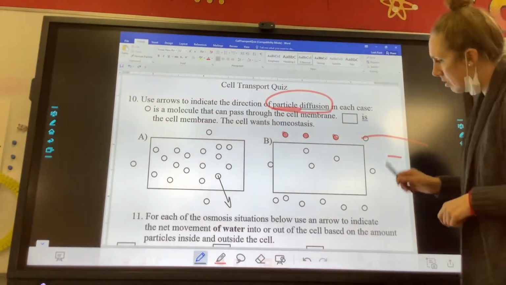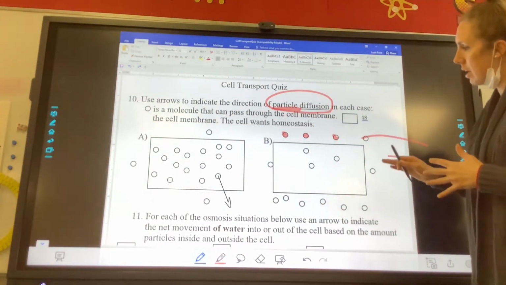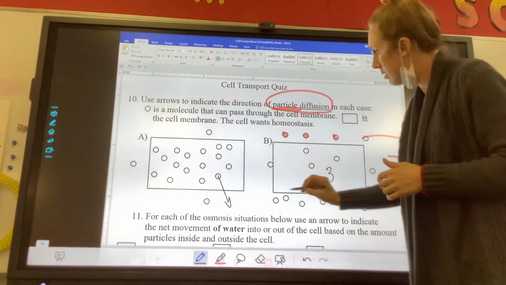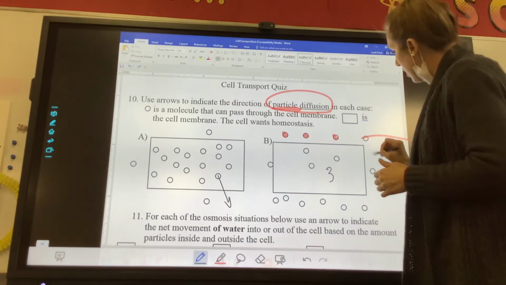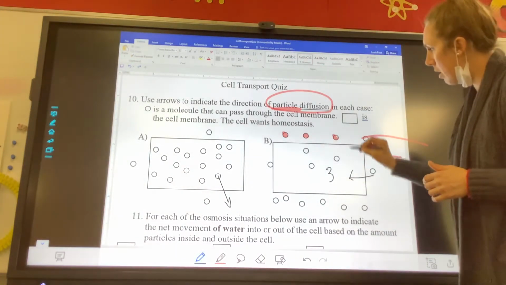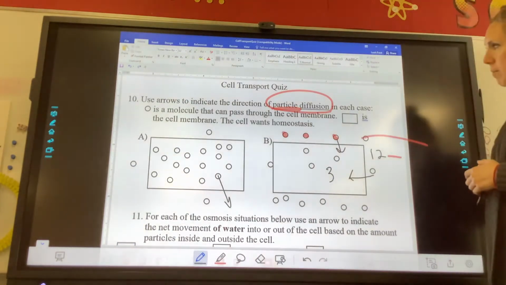Okay, here it's a little bit more similar, but I do count 3 on the inside. Let's just say 12 on the outside. So particles are going to diffuse inward. Okay?